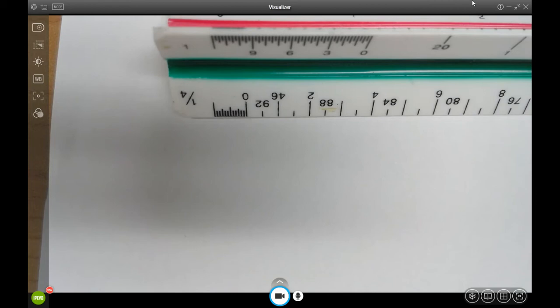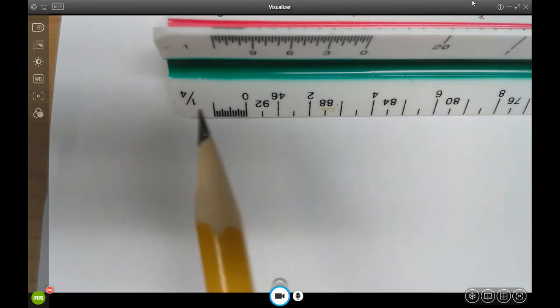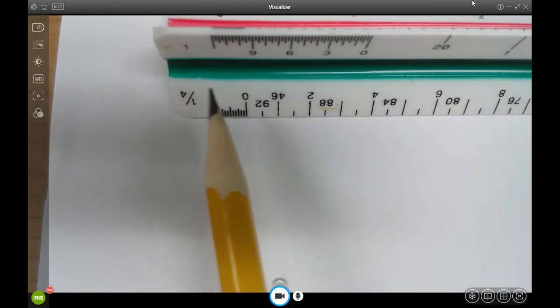This video is going to go over architectural scale measurement. The first scale that we're going to talk about today is a 1/4 of an inch scale. The scale can be found at the end of your architectural scale. All right, so this is where I'm seeing that 1/4 of an inch right here.